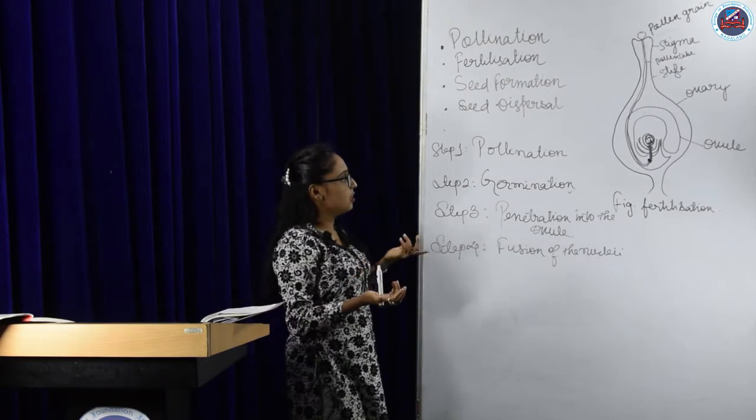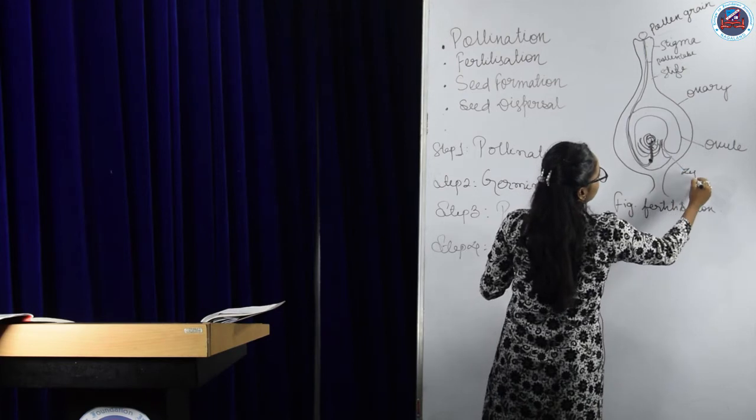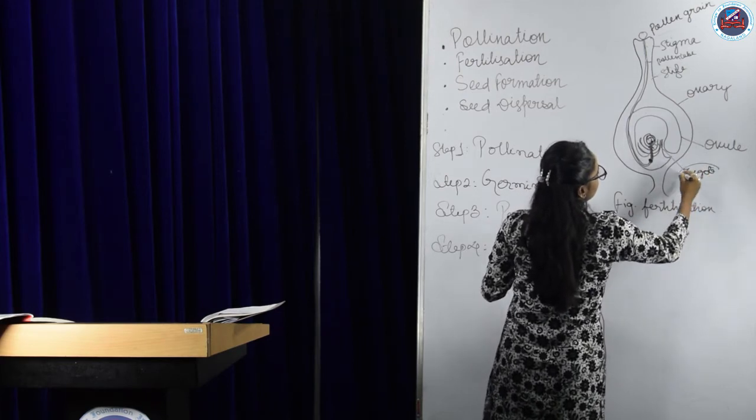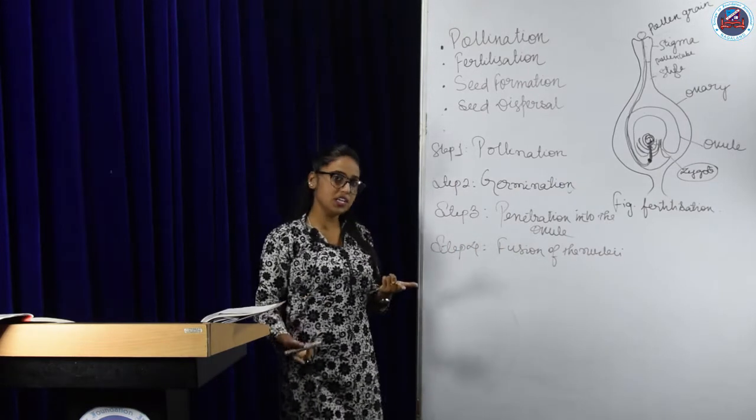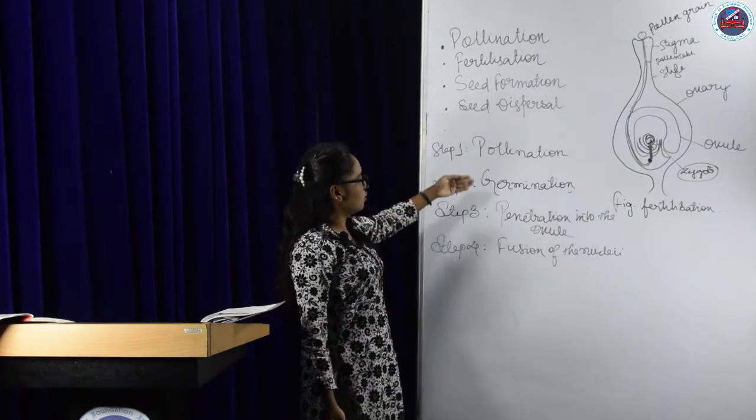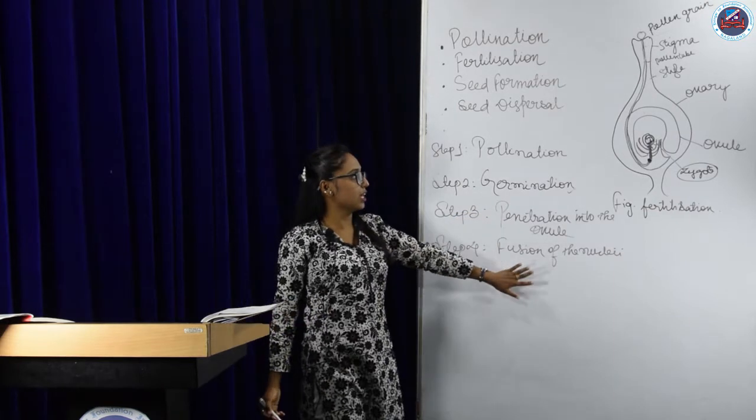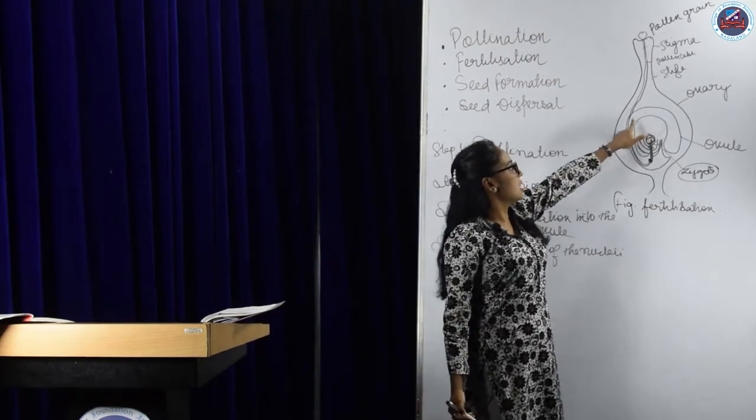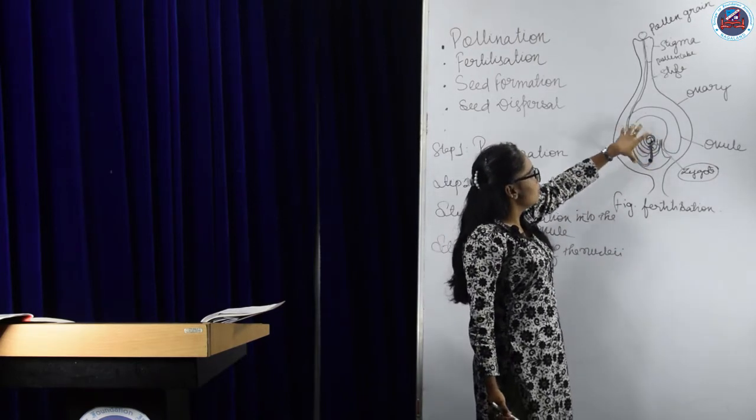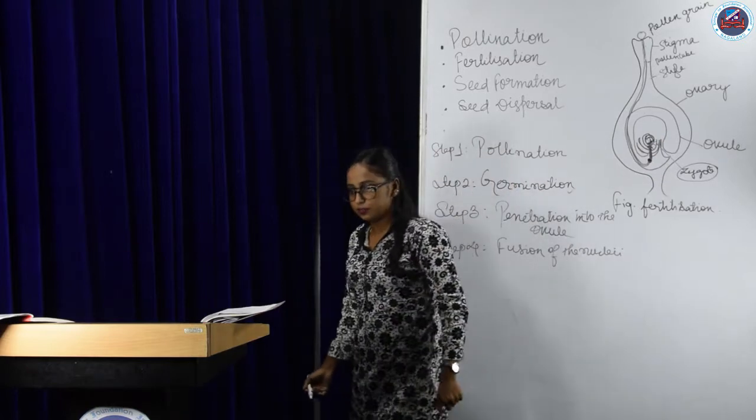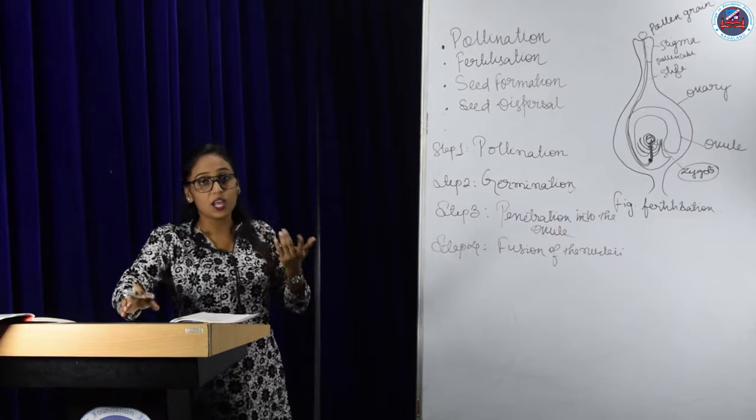And a new cell called the zygote gets formed. So the steps of fertilization are very easy. First is pollination, then germination, thirdly penetration, and lastly the fusion of the gametes. The fusion of the gametes takes place inside the ovule, which carries the egg cell, and they form a new cell, which is the zygote. Okay? Done? Then what happens next?